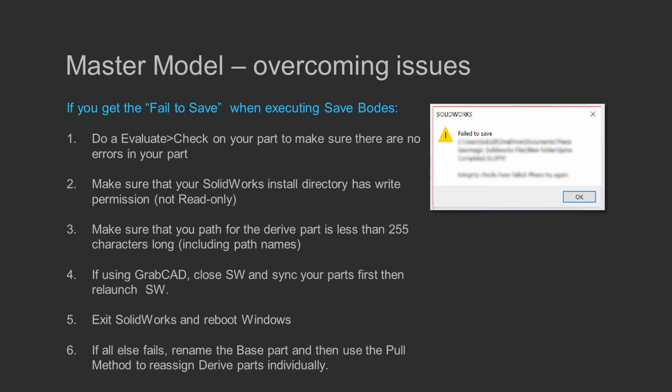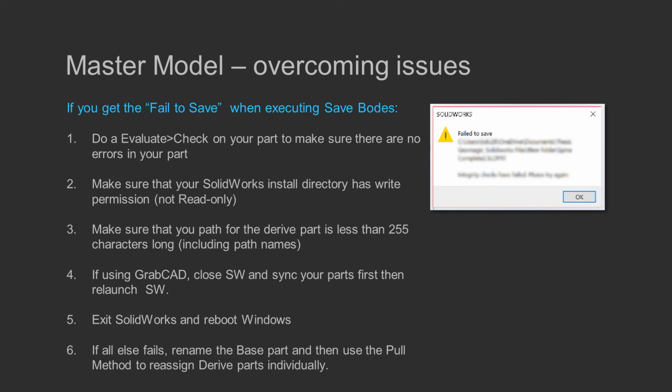If you're using GrabCAD, actually kill it or close out of SolidWorks, sync your parts, and then relaunch SolidWorks. GrabCAD is a quasi PDM system that caches files in a kind of hidden folder that you cannot see, and that could be the cause for it failing to save. Like the first error, try exiting SolidWorks, rebooting Windows, and then relaunching SolidWorks. This could remedy the problem.